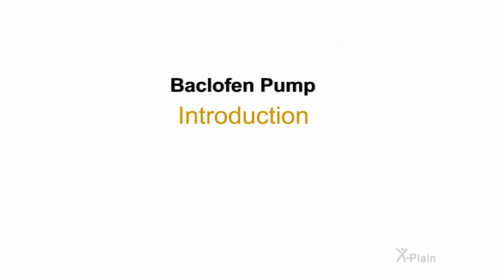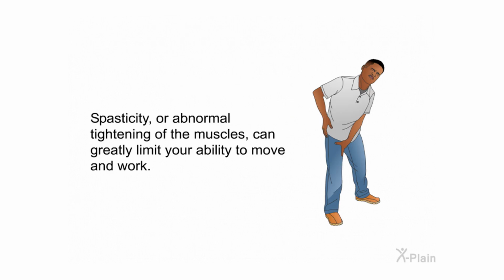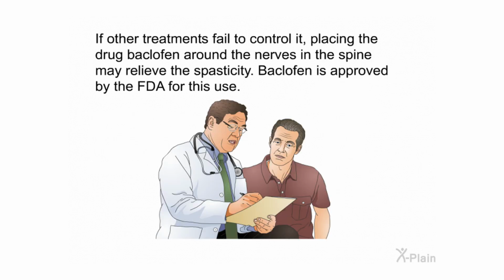Baclofen Pump Introduction. Spasticity or abnormal tightening of the muscles can greatly limit your ability to move and work. If other treatments fail to control it, placing the drug baclofen around the nerves in the spine may relieve the spasticity. Baclofen is approved by the FDA for this use.